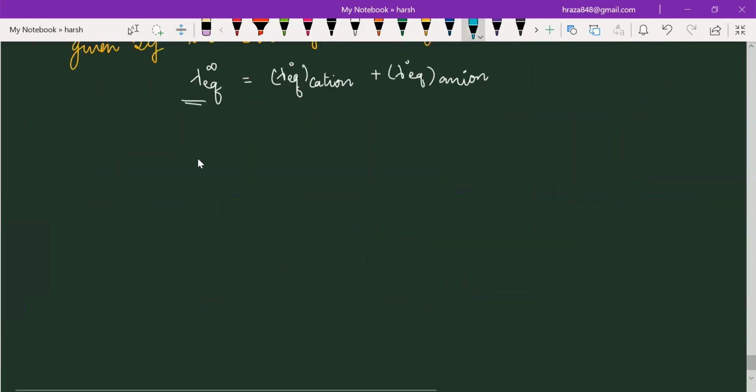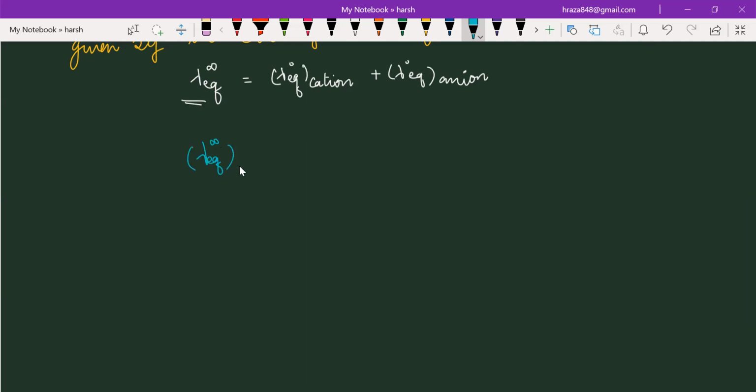Now you can see, if you have equivalent conductivity of NaCl, what will be the value of it? You know that NaCl is dissociated into ions like Na plus and Cl minus. Yes or no? Yes, sir. So what will be the value? Lambda equivalent of Na plus plus lambda equivalent of Cl minus. Is that clear? Yes, sir. So please write it.